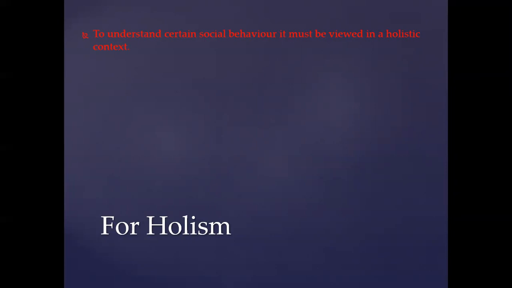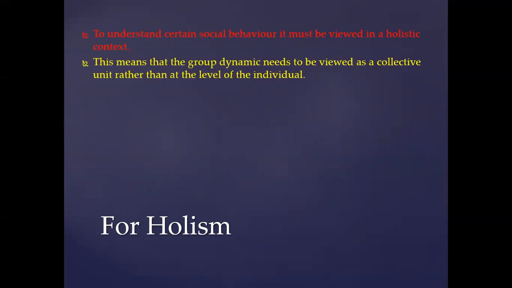It might say, well, yeah, this is an influencing factor, but it's not giving us the whole picture or explaining to us why this is happening. So we've got a nice clear point, let's explain it. This means that the group dynamic needs to be viewed as a collective unit rather than at the level of the individual. So if we're looking at social interaction, we can't just look at one individual to understand the interaction. We've got to look at all the people within that social group to understand the dynamics.